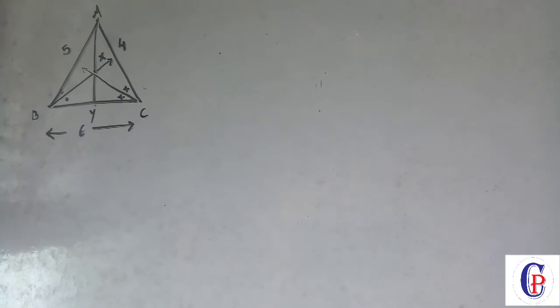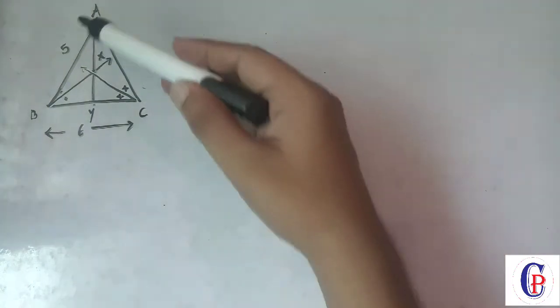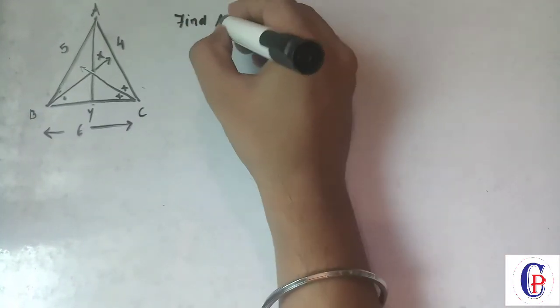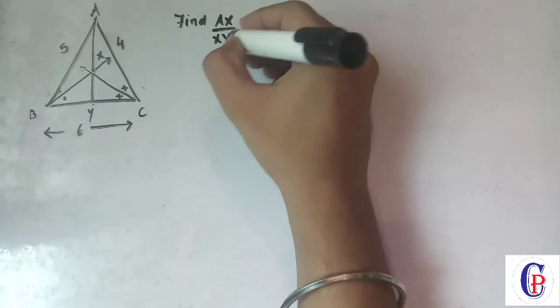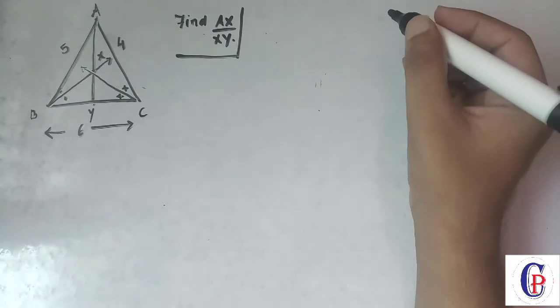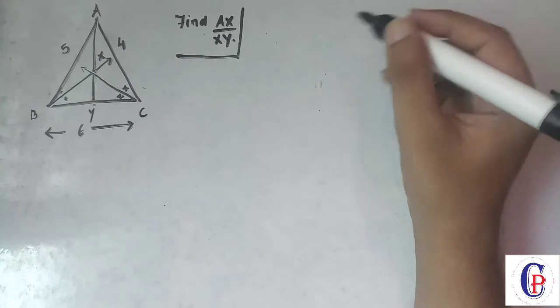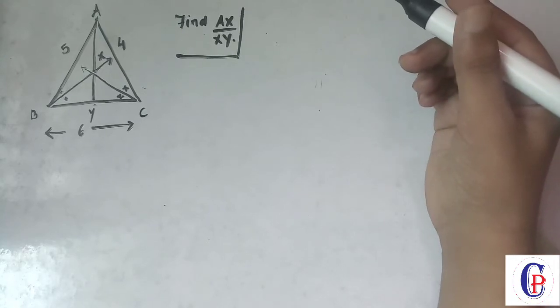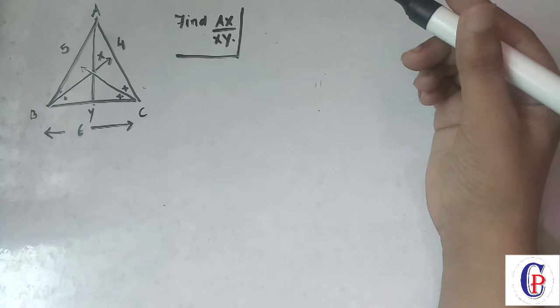Now you must be thinking, how difficult the sum is, right? How do we find this AX upon XY? Trust me, this question is very easy if you have already guessed that we will be using the angle bisector property. If you have decided to use the angle bisector property after seeing this question, then your 50% work is already done.